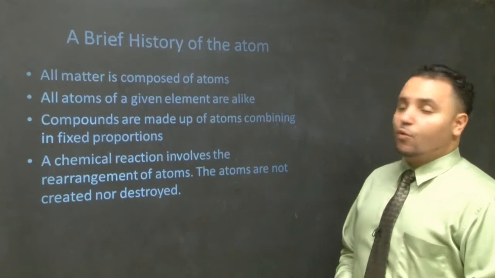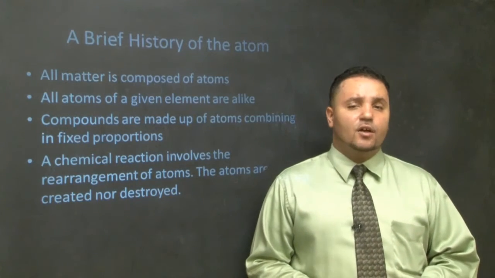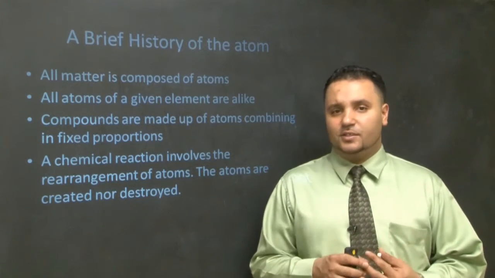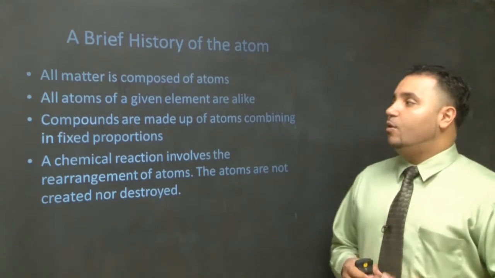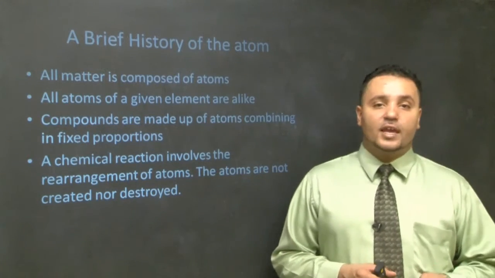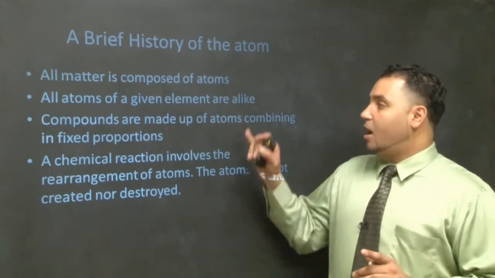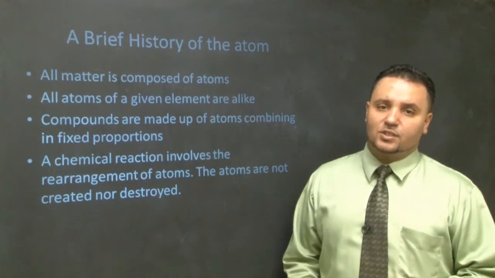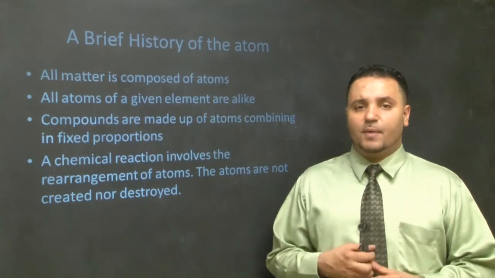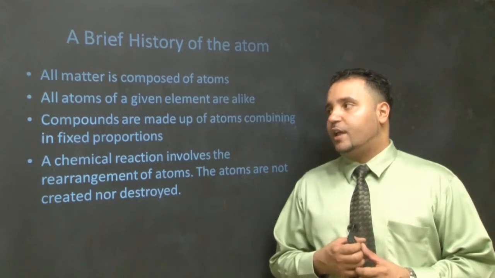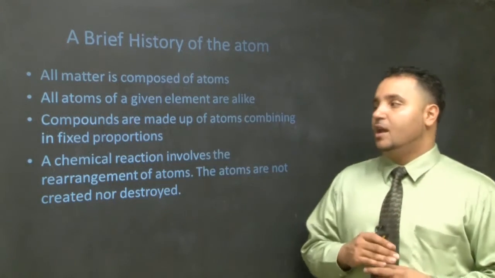Okay, so first thing is all matter is composed of atoms. Otherwise, you're not matter, and that's pretty simple. Secondly, all atoms of a given element are alike. Now, we're going to refute this. Just keep in mind, this is atomic theory. Isotopes would be the exception to that. Isotopes have different masses, and so they're not all alike, but that's okay, we'll do that later.